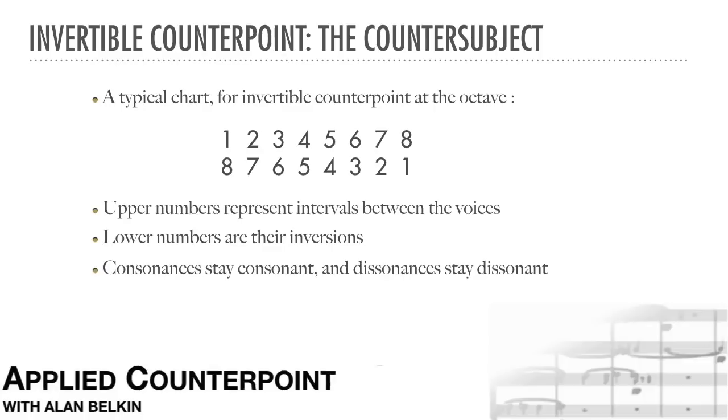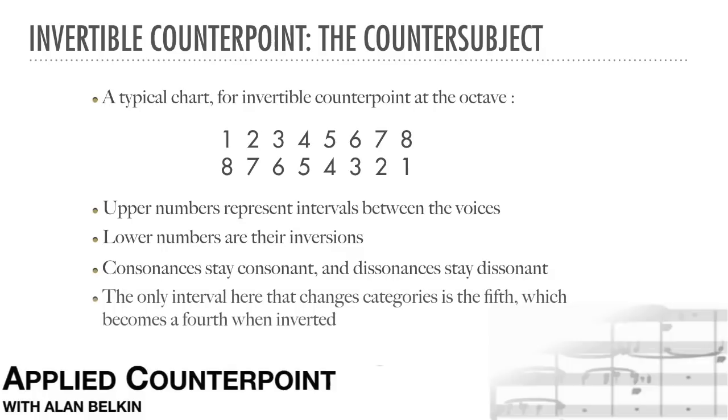This means that if the dissonance treatment is logical with voice A on top and voice B on the bottom, it should also be correct with the voices exchanged. The only interval here that changes categories is the fifth, which becomes a fourth when inverted. So, to write invertible counterpoint like this, we just have to treat the fifth like the fourth it will become when it's inverted, that is to say, as a dissonance, being careful about how it's prepared and left.